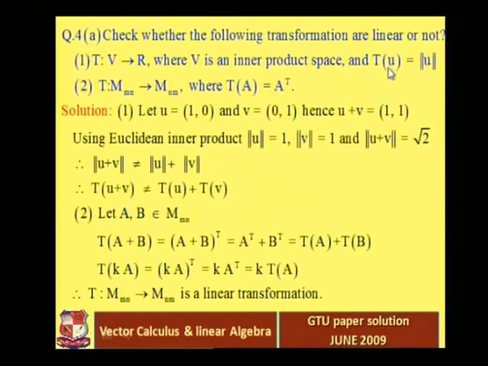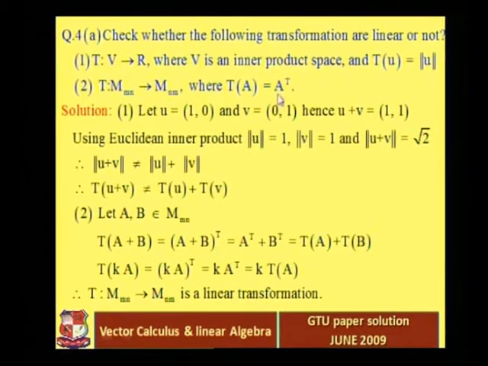So T of U is equal to norm U, right? First of all, try to understand what the conditions are for a linear transformation. The first one is T of U plus V is equal to T of U plus T of V, which must be satisfied for all U, V belonging to V. The second: T of alpha U, where alpha is any scalar, is equal to alpha times T of U. If these 2 conditions are satisfied, then we can say that the given transformation is a linear transformation, right?